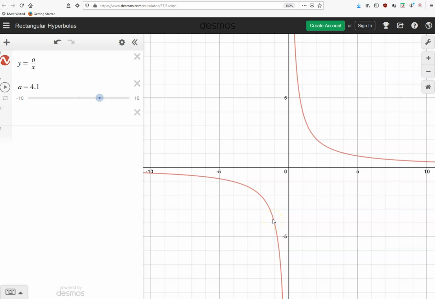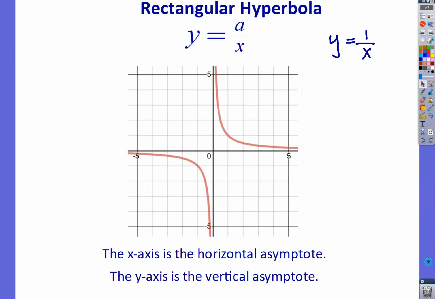So as you may have suspected, a becomes the vertical dilation away from the x-axis. So the bigger a is, the more the graph moves up. That part of the graph moves up, and that part of the graph moves down. Okay, let's have a look at some other transformations.